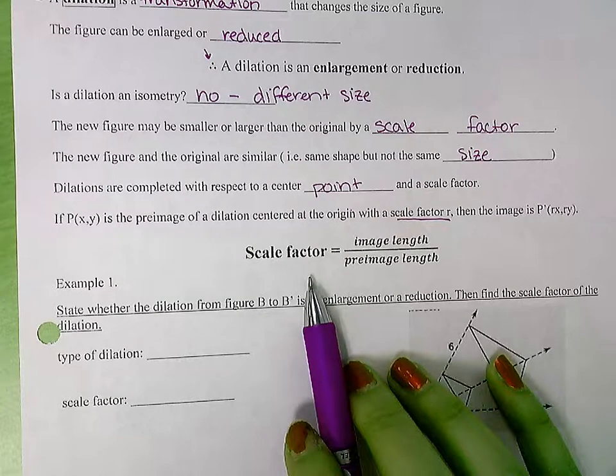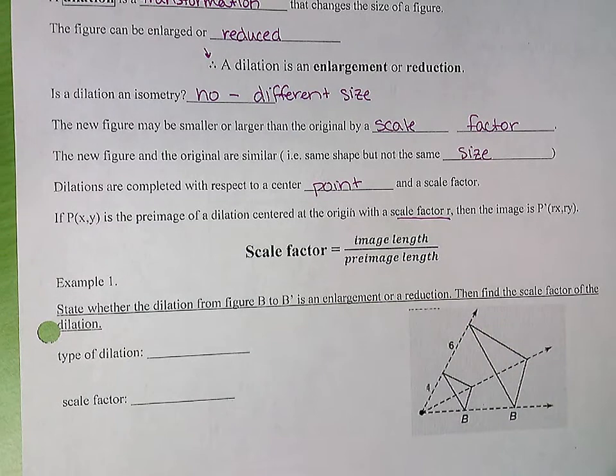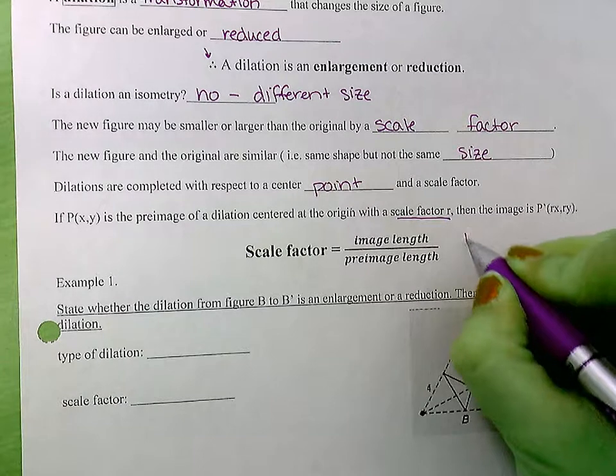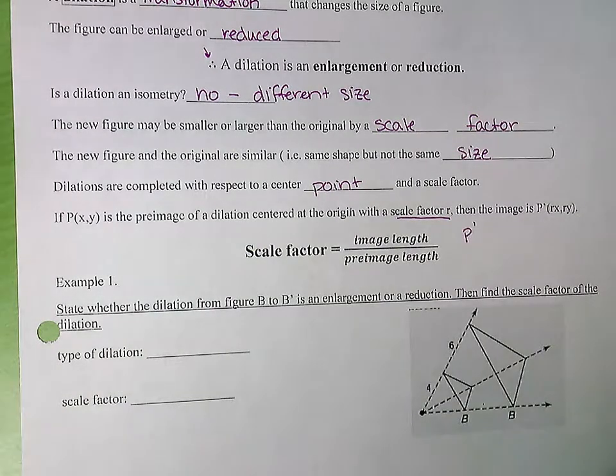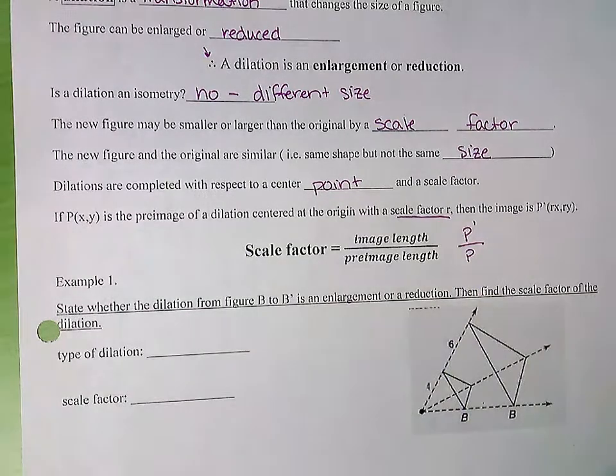So to find your scale factor, you're going to take your image length, so your final image that you have, so that prime coordinate, so in this case it would be P prime, that length, over the pre-image, which is P. Okay, so have your prime image over your original pre-image.